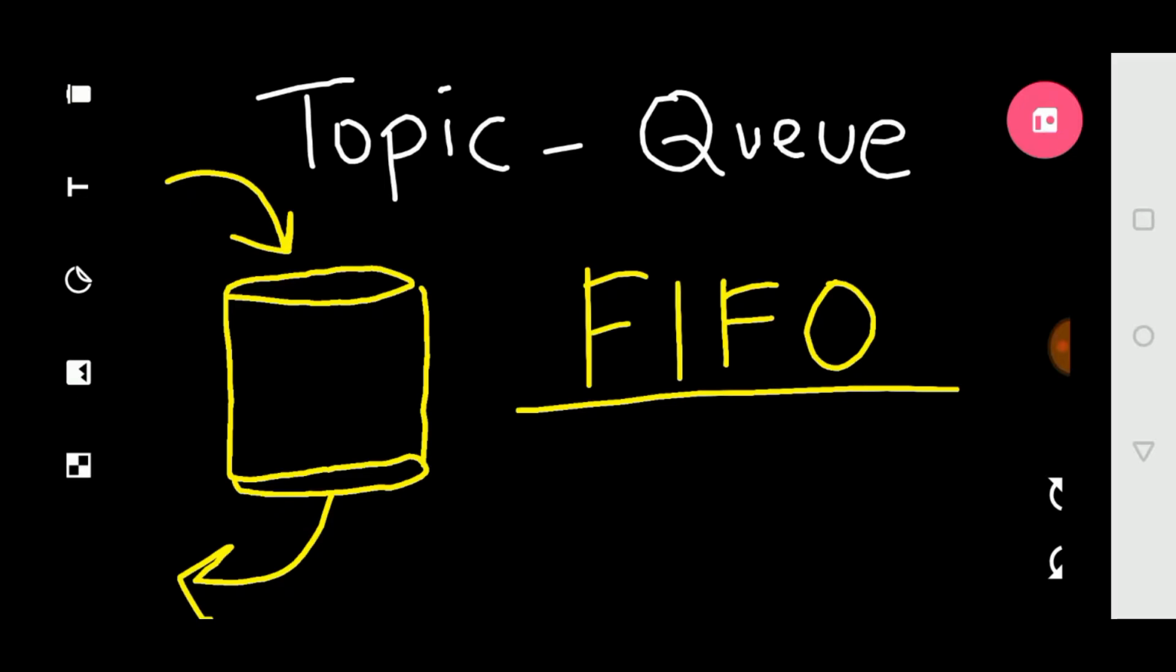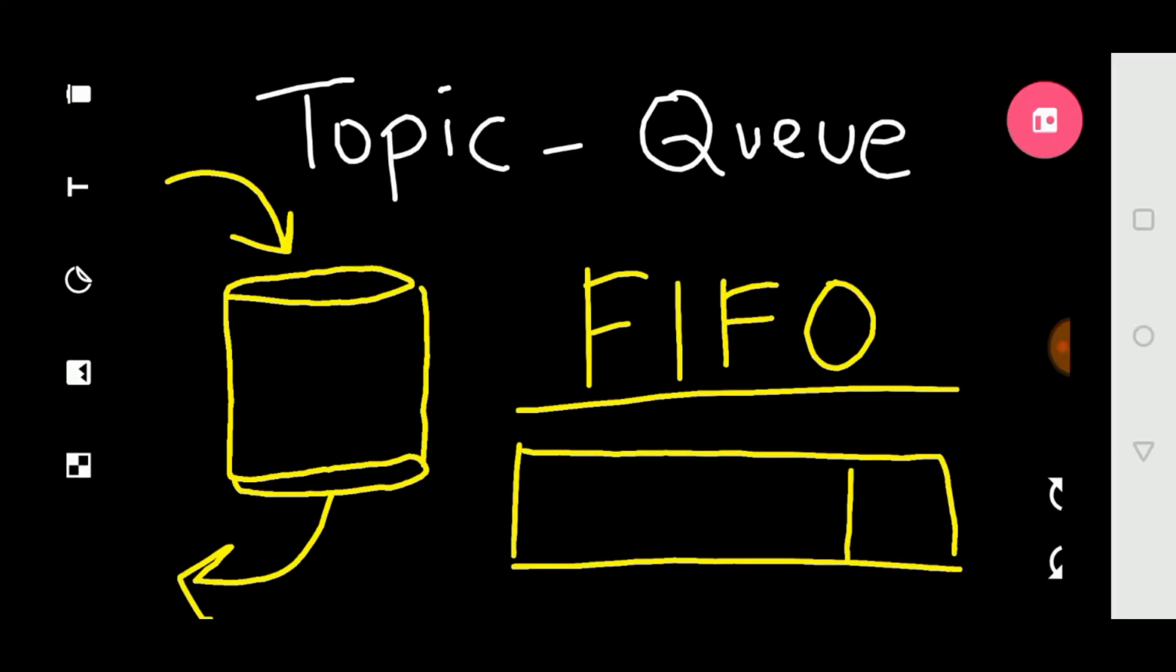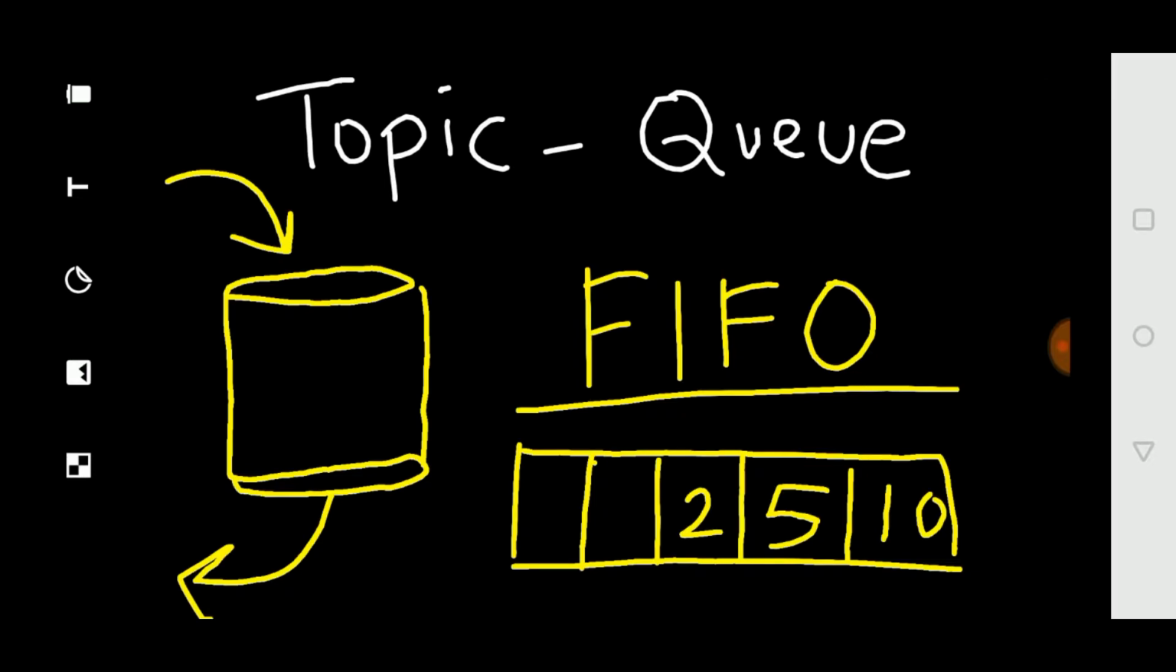For example, suppose this is a queue, and suppose you want to enter elements in this fashion. First, you enter 10, so it will get stored here. Next, you enter 5. Suppose you enter 2 in third place, and then you want to enter 1 here, and 12 here. So this is the order in which you want to enter the elements.